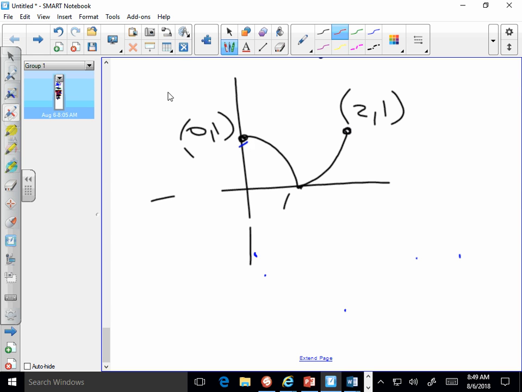Remember, on Friday, we talked about switching the signs on both the X and Y. And that's what Danny's saying. Change both signs.